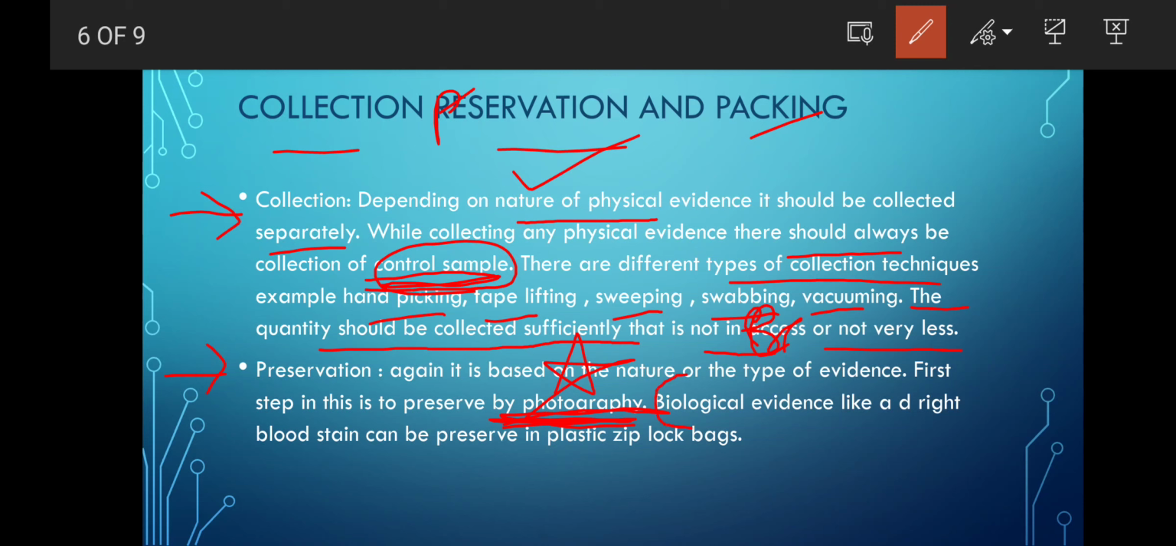Then coming to the biological evidence, a blood stain can be preserved. We can use a plastic ziploc bag for the dried blood sample. Dried blood samples can be scraped and collected in these plastic ziploc bags, like hair, or we can say glass.